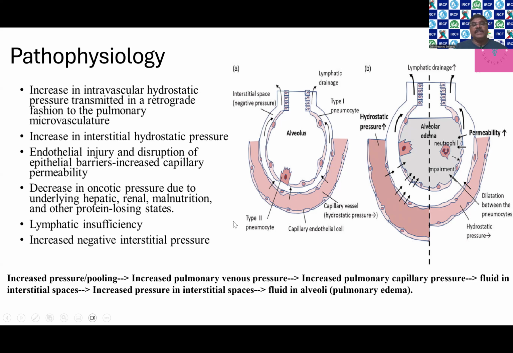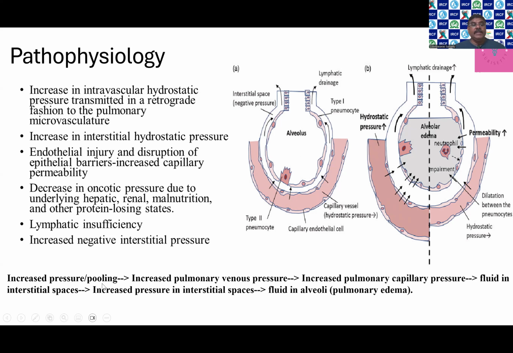And lymphatic insufficiency: the fluid from the capillaries goes to the interstitial space and is drained by lymphatic drainage. Whenever there is lymphatic insufficiency, the interstitial space pressure increases, and the fluid will go from the interstitium to the alveolus. In other conditions, the negative pressure in the interstitium is increased, and fluid will be drawn from the intravascular space to the interstitial space, and from the interstitial space to the alveolus.